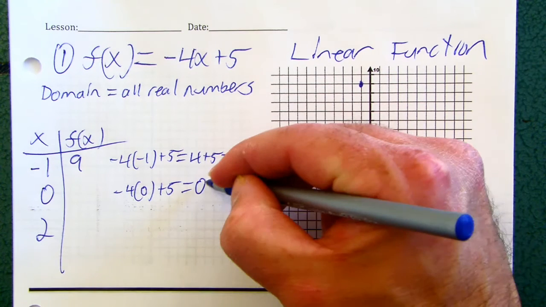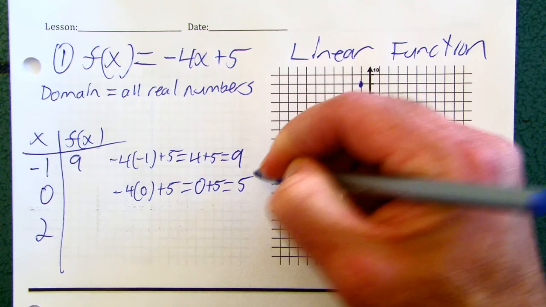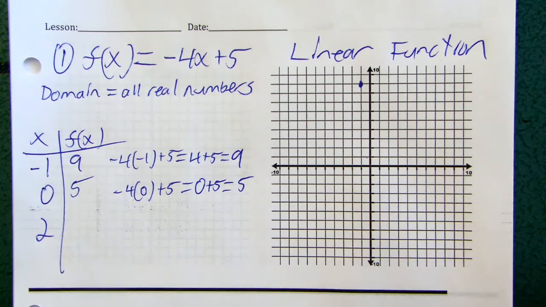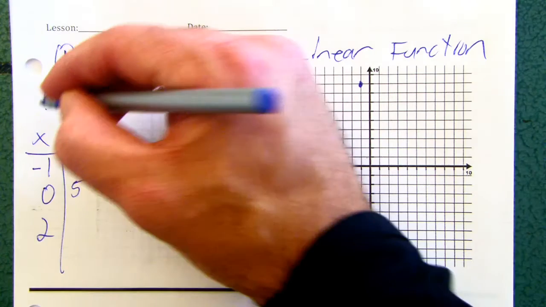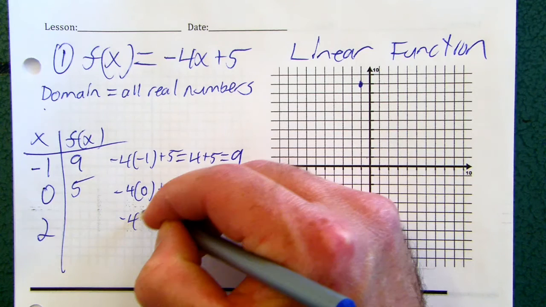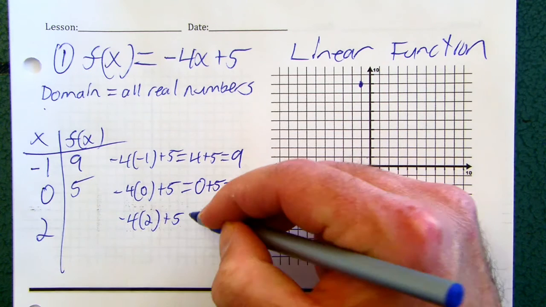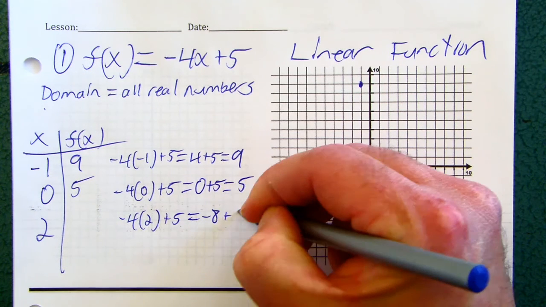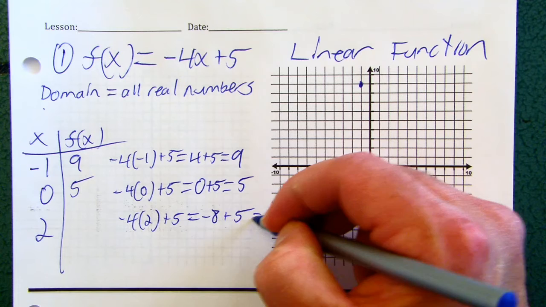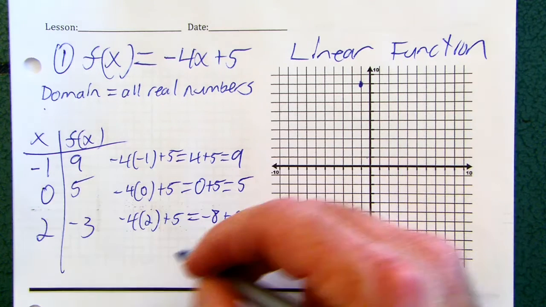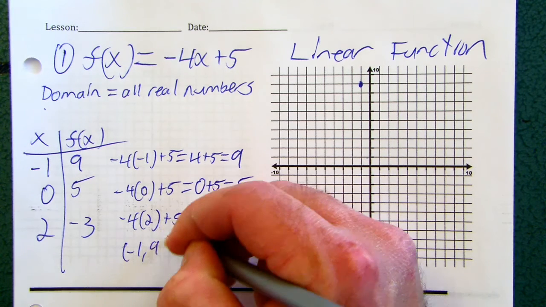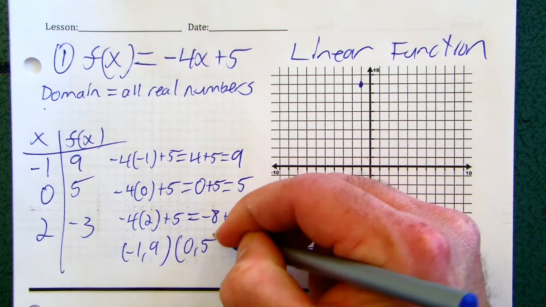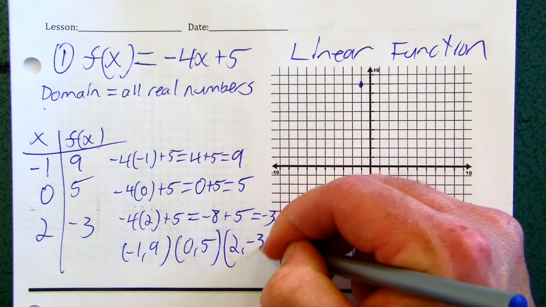I'm just picking out 3 so we can make a graph here. So our points are -1, 9, 0, 5, and 2, -3.